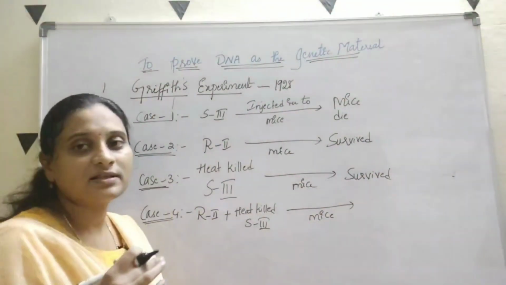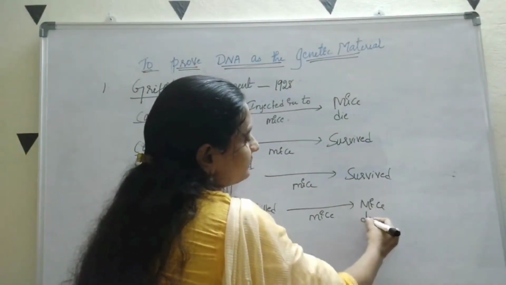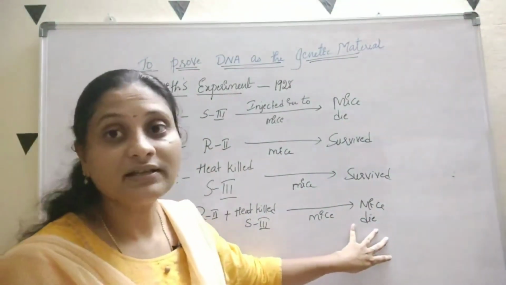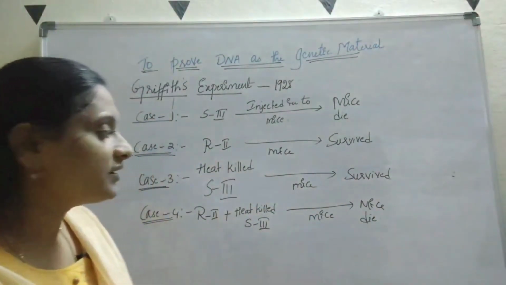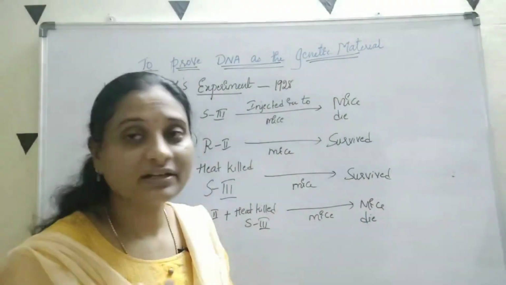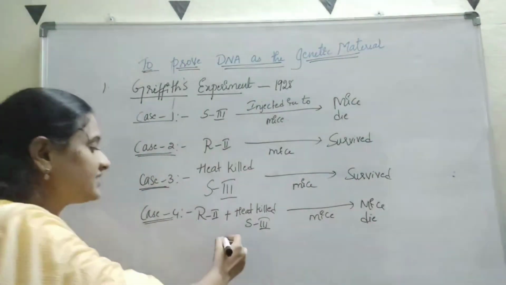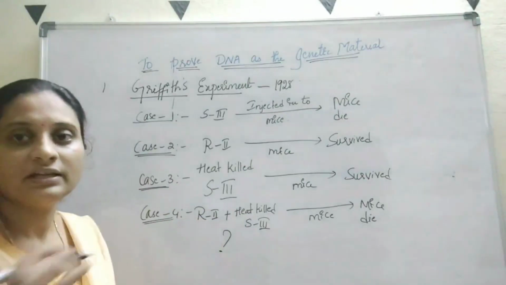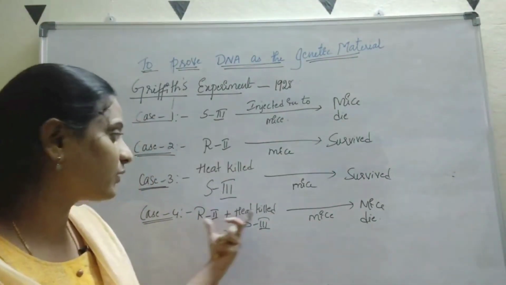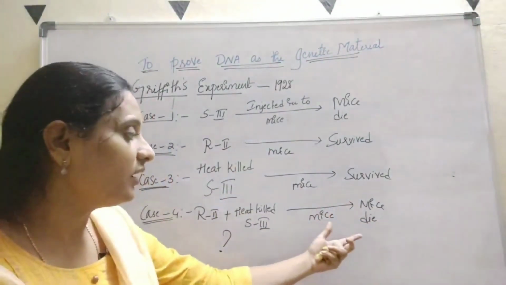But the results are like this. Mice died. This is a surprising result to Griffith. The result didn't meet the expectations of Griffith, and it gave a very surprising result. Mice died in case 4. This was a question mark to Griffith. He didn't understand what exactly had happened in case 4. According to the above cases, the mice should survive, but here the mice died.